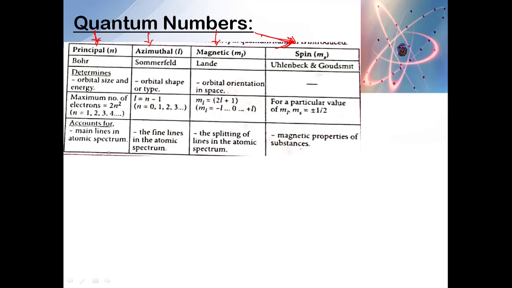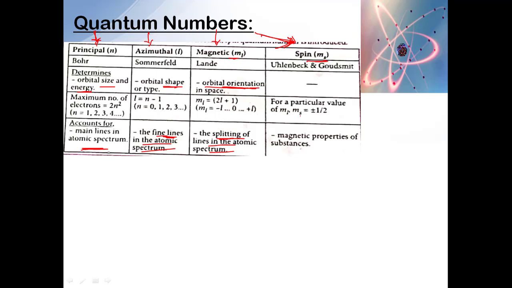Principal quantum number determines the orbital size and the energy and accounts for the main lines of the atomic spectrum. Azimuthal quantum number determines the orbital shape and gives information about the fine lines in the atomic spectrum. Magnetic quantum number tells about the orientation of the orbital in space. It tells about the splitting of lines in the atomic spectrum.